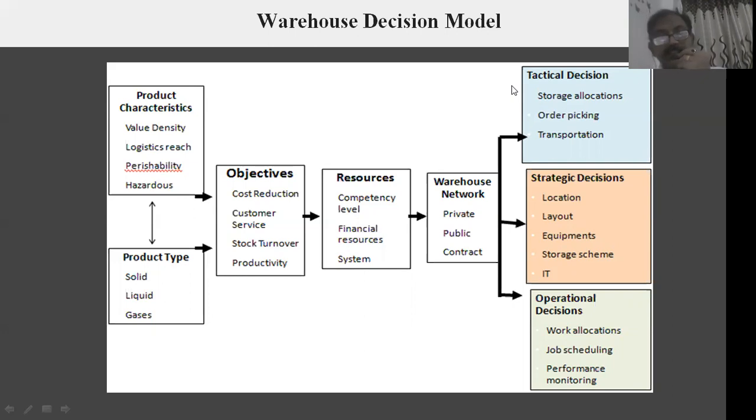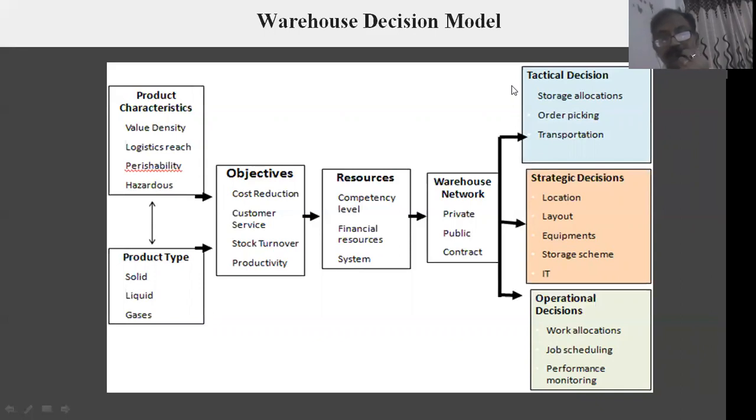In this decision, there may be some tactical decisions like storage, allocation, order picking, transportation. Also, some tactical decisions can play a vital role, like location, because you can't change your location very frequently. Then the layout is also, once a warehouse is created with a particular layout, it is very difficult to change, and if we change, we have to bear a lot of loss.